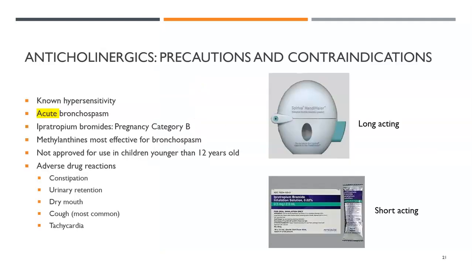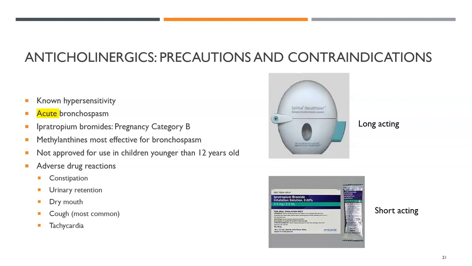All right, so we'll talk about some anticholinergics. We'll go over some of the precautions and contraindications. So, of course, if they have a known hypersensitivity to it, you're not going to give them an anticholinergic. You're not going to use this to treat an acute bronchospasm. When you look at ipratropium bromide, is that safe to give to someone who's pregnant? It's a category B. So if the benefits outweigh the risks, then this is a good medication that they can get. It's a pregnancy category B, so it's pretty okay to give.